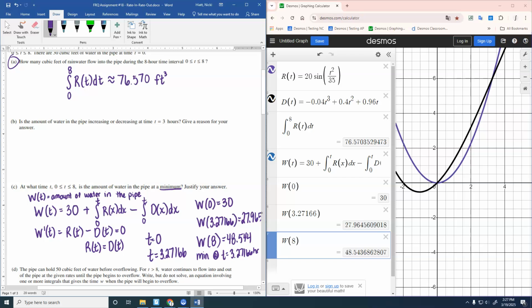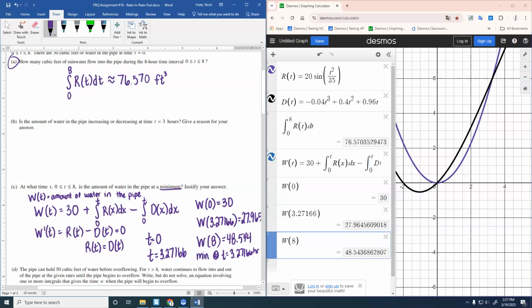Right, because that W(t) is the amount. You don't want to plug it into W prime because that would be a rate. And we want to know when the amount is highest or lowest for those types of problems. We have to do the W prime to get those critical points. That'll give us the critical points. Okay, questions?